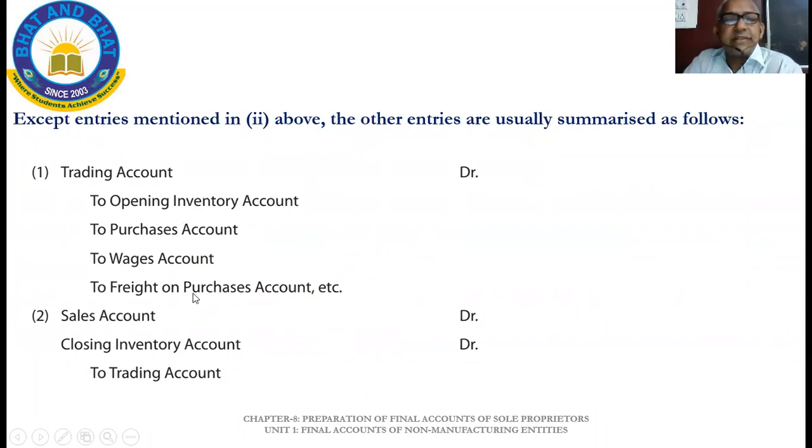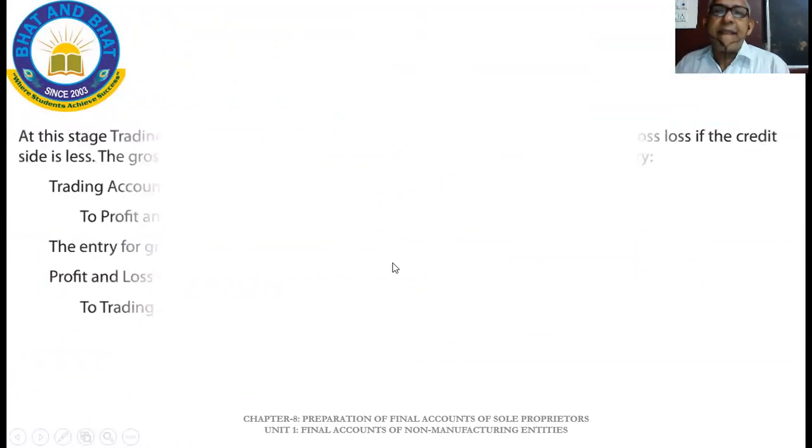Then see, this is a summary of what has been told now. Trading account debit to opening inventory, to purchases, to wages, to freights. Likewise, sales account debit, closing inventory debit, to trading account. These are all called compound journal entries, correct? When you have one debit and multiple credits, or multiple debits and one credit, it is called a compound journal entry. First PUC you have studied, right?